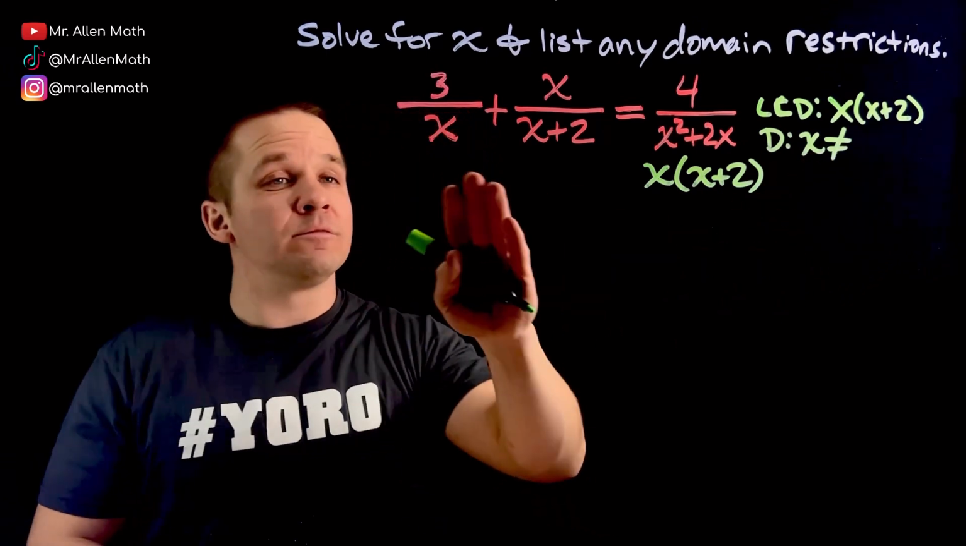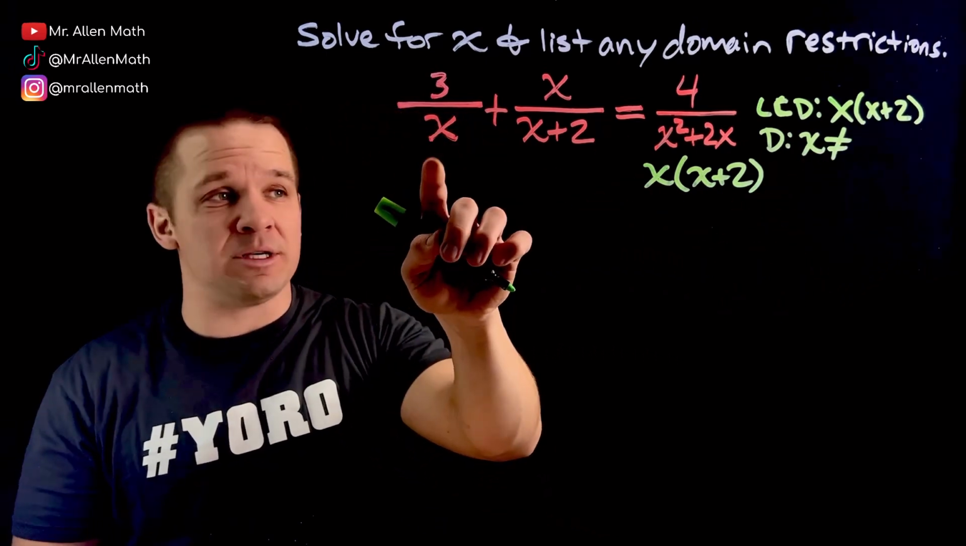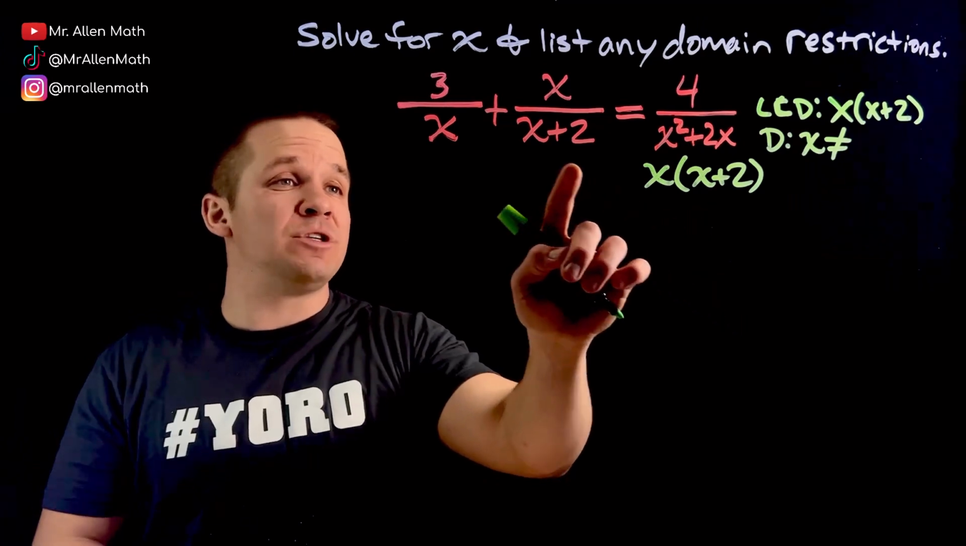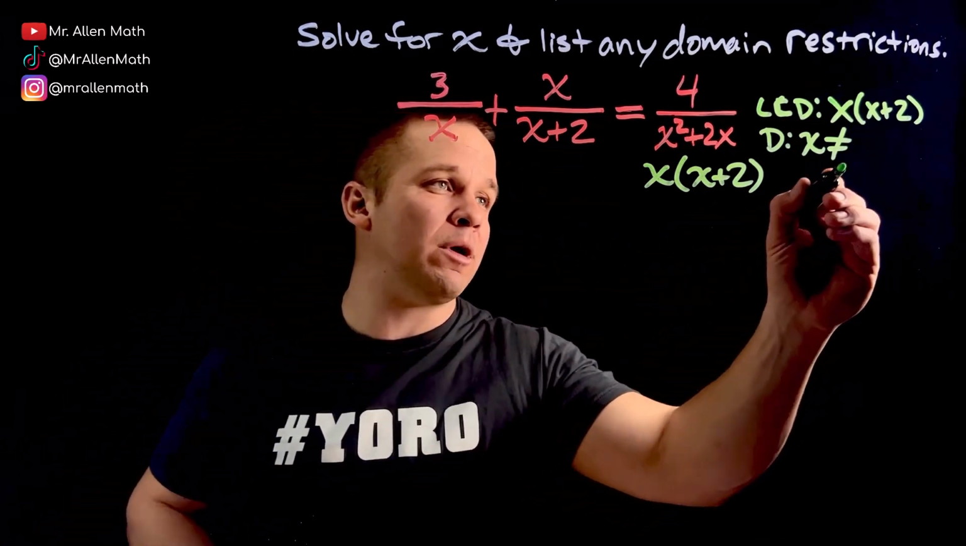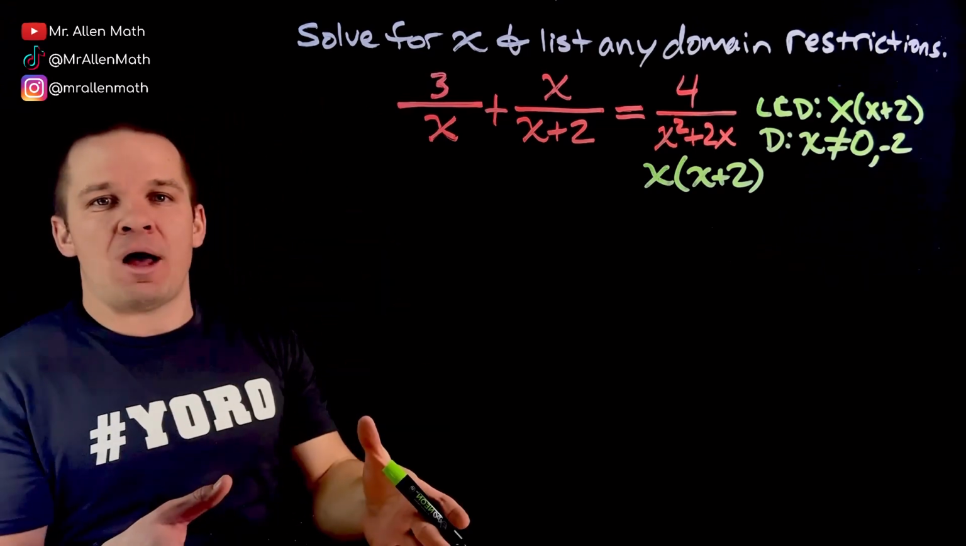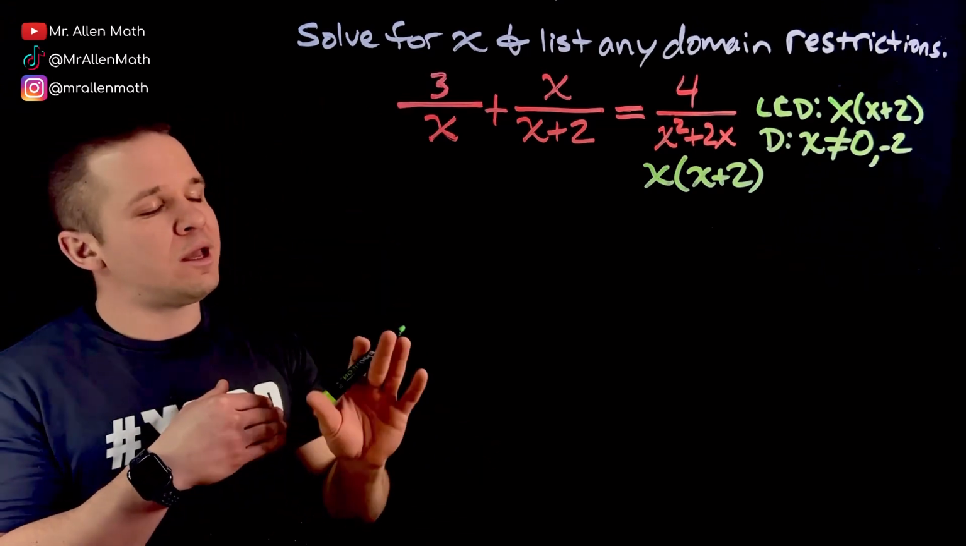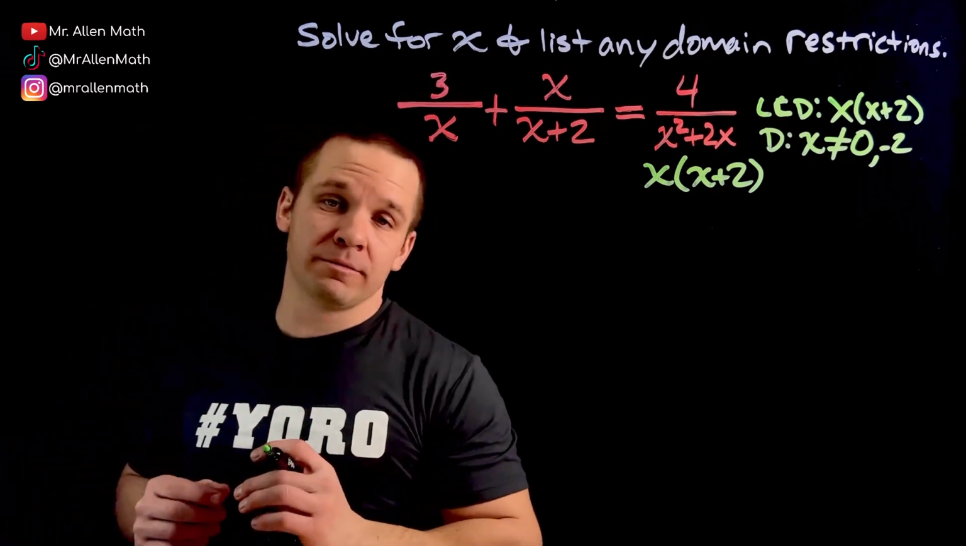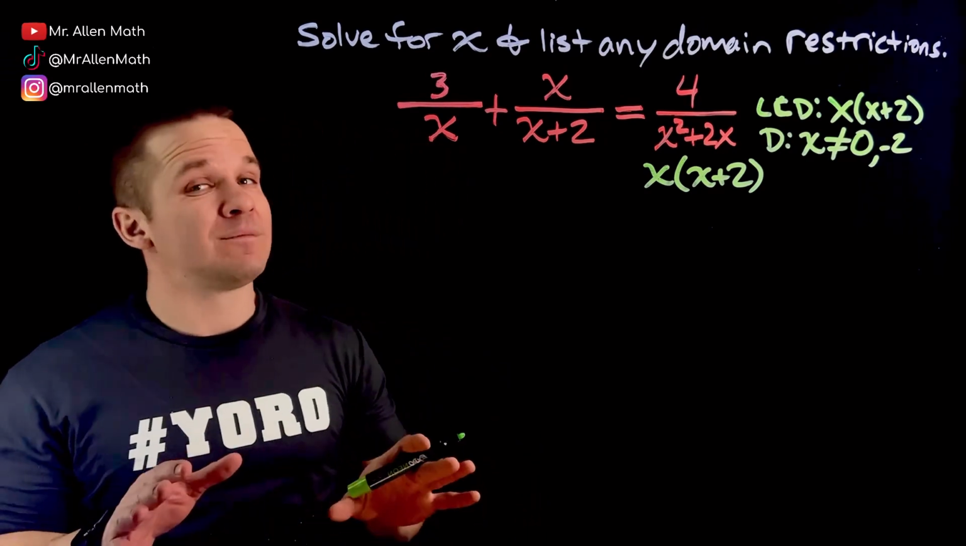And my domain restrictions, let's get those done right now while we're thinking of it. X cannot equal 0, because it would cause this one to be 0 and this one. It can't be -2 because it would cause this one to be 0 as well as that one. So 0 and -2 are the no-nos. If that were to pop up in our solution, we'd say, extraneous solution. Spoiler alert, I think we might have one of those here. I can see it in the future.